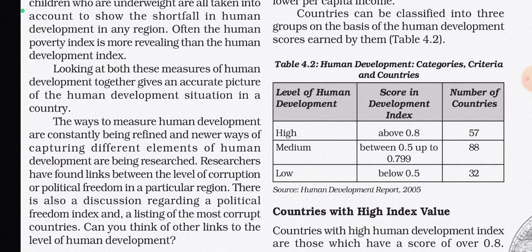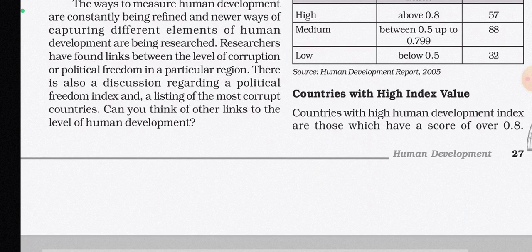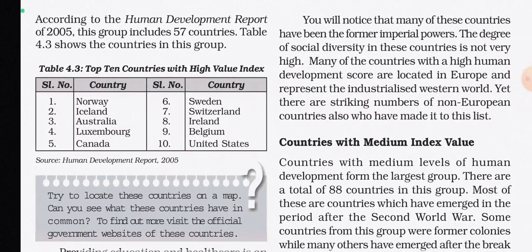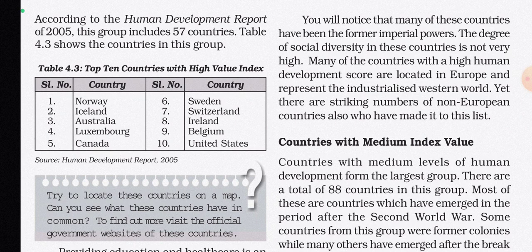High, medium, low. Above 0.8 is high, between 0.5 up to 0.799 is medium, and below 0.5 is low. Countries with high index values. Countries with high human development index are those which have a score of over 0.8 according to the Human Development Report of 2005.